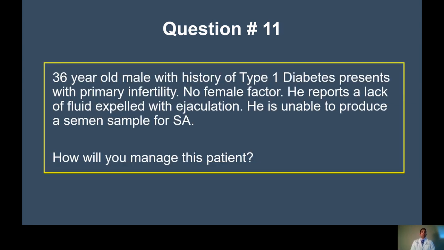Question 11. We have a 36-year-old male with a history of type 1 diabetes who presents with primary infertility. There is no female factor. He reports a lack of fluid being expelled with ejaculation. He is unable to produce a semen sample for semen analysis. How will you manage this patient?